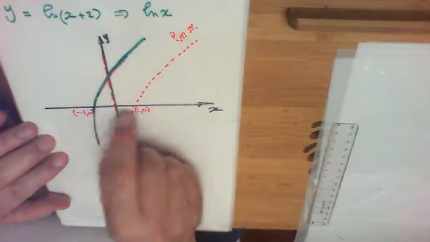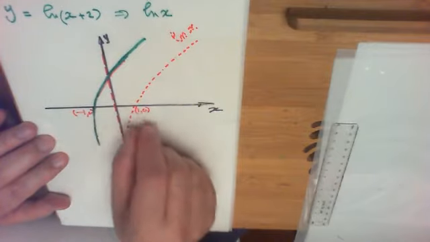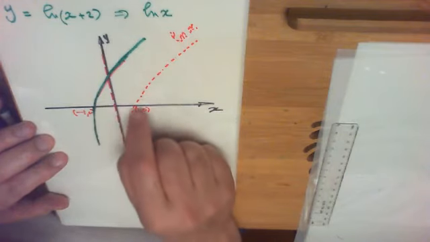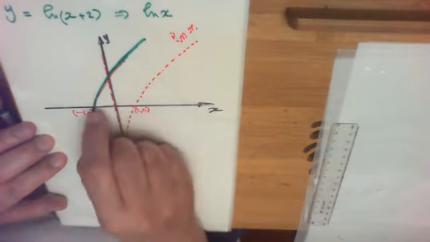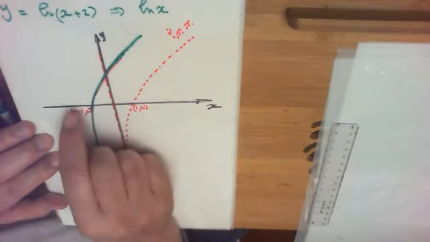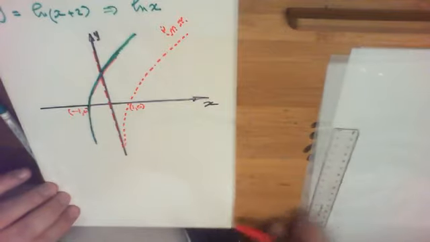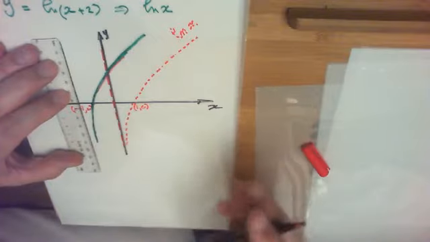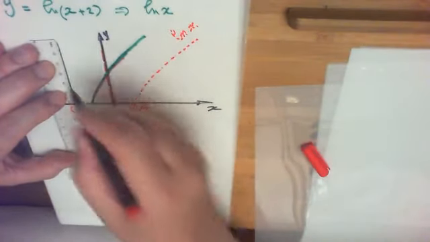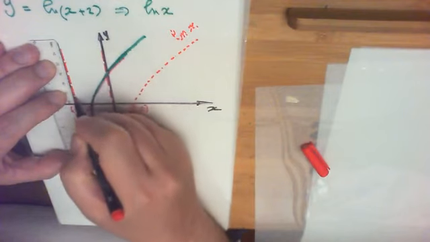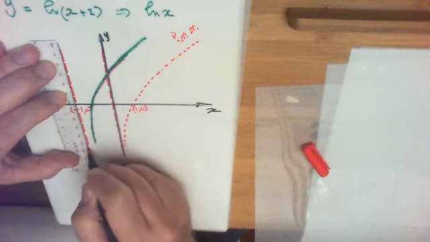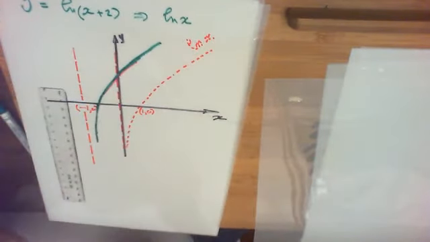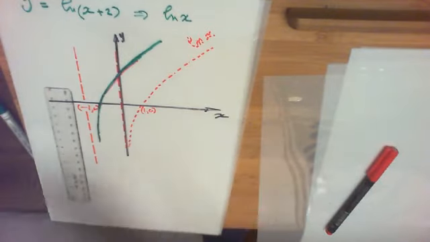As you see, the distance between the vertical asymptote and the point of intersection with the x-axis is 1. So we have to go 1 out to the left to obtain the vertical asymptote. The vertical asymptote now will be at x equals minus 2. To the left means x equals minus 2.